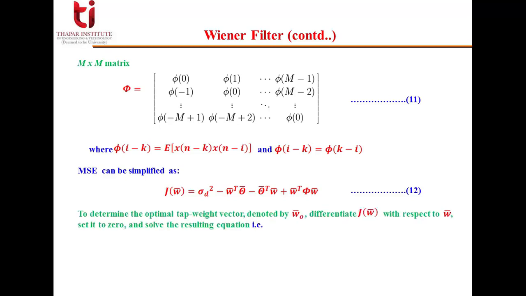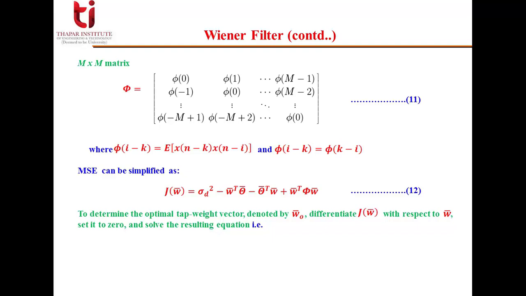Now what is actually our motive? What optimal condition do we have to obtain? To determine the optimal tap weight, noted by WO. This is not W0, this is WO, which represents the optimal tap weight, because we have seen this mean square error is a function of tap weight. So we have to minimize this, and to minimize this we will have some optimal tap weights.